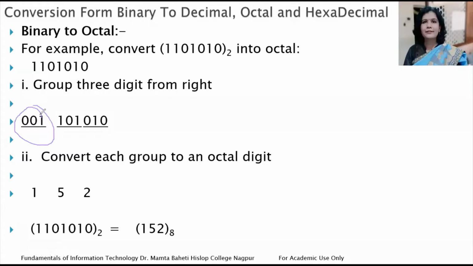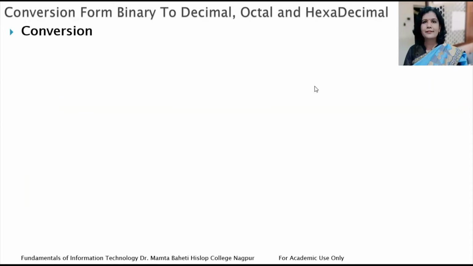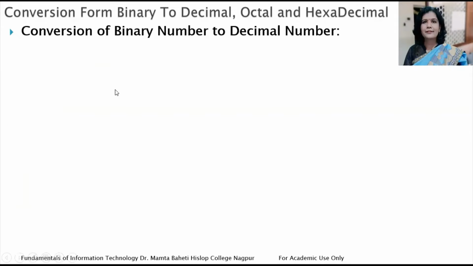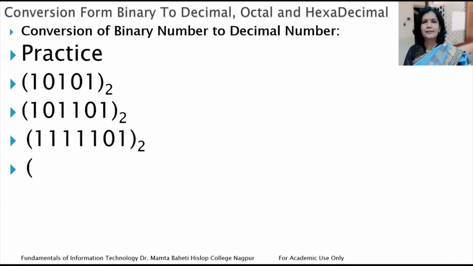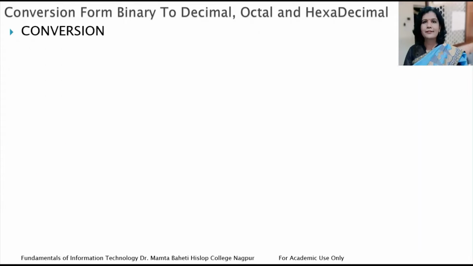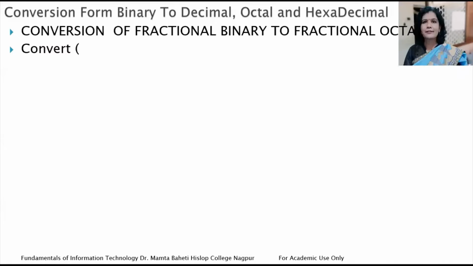यहाँ पे 1 का ग्रुप 3 का लॉट नहीं बन रहा था, तो इस 1 के लिए we prefixed 2 more extra zeros. Okay, so these are leading zeros. Now we'll go for the practice slot. You can carry out with this. Then conversion of fractional binary to fractional octal.